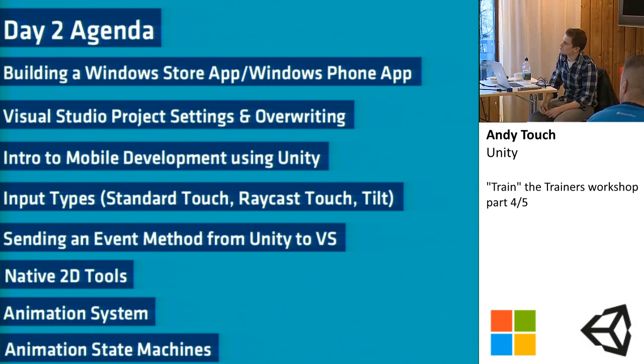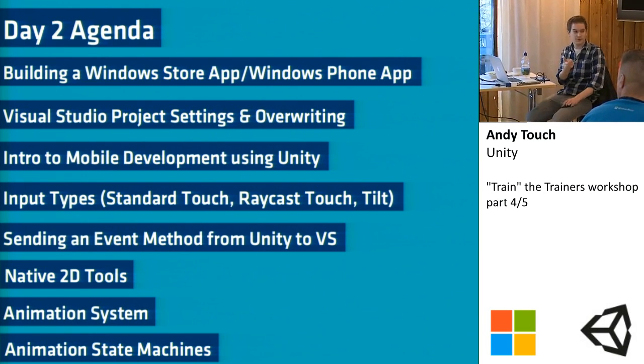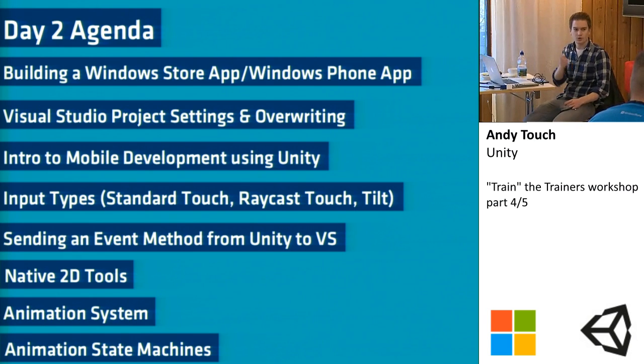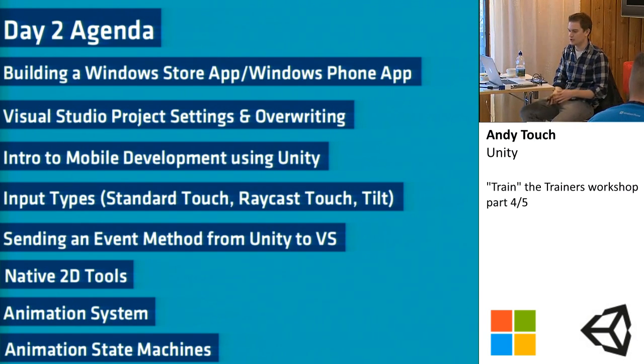So yeah, building Windows Store app, Windows Phone app. So we're going to take that Fruit Ninja game that we made, or that Fruit Splat game, and basically build it a Windows Store app with it, then a Windows Phone app with exactly the same game, writing no extra code to two different sort of platforms, which is quite terrifyingly quick and cool.